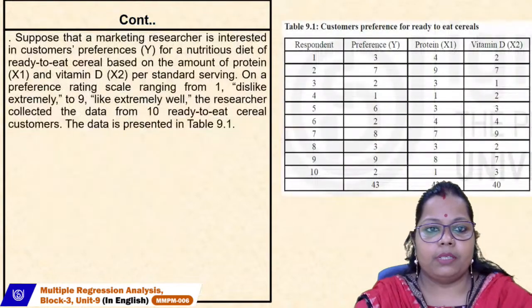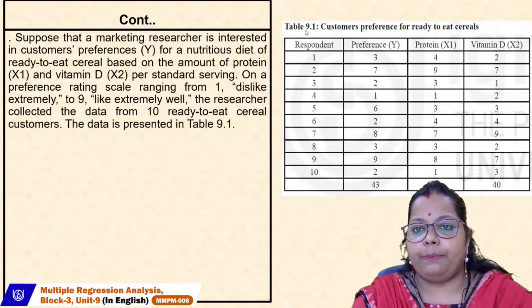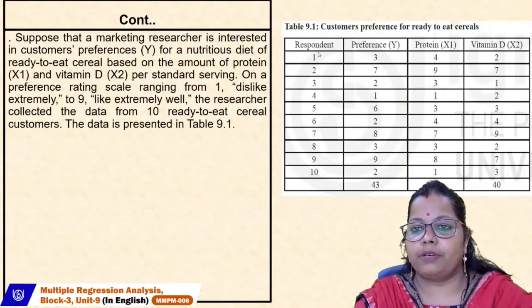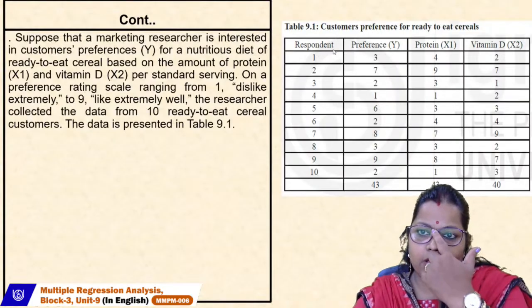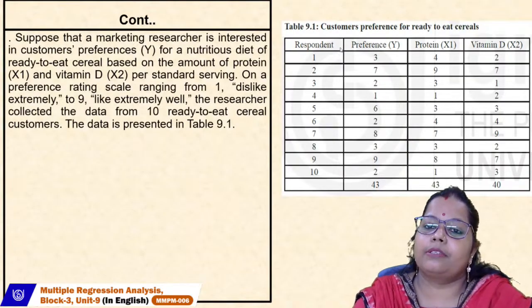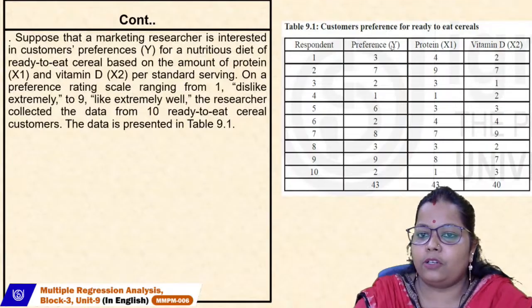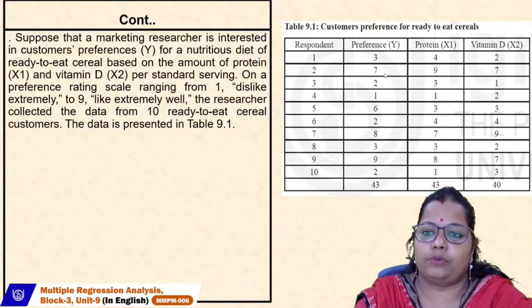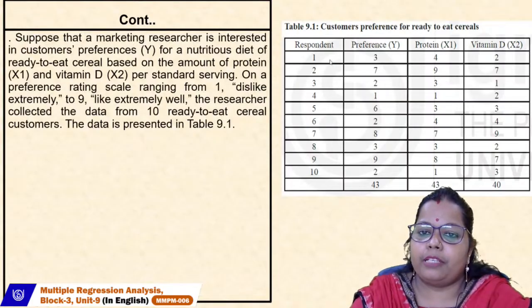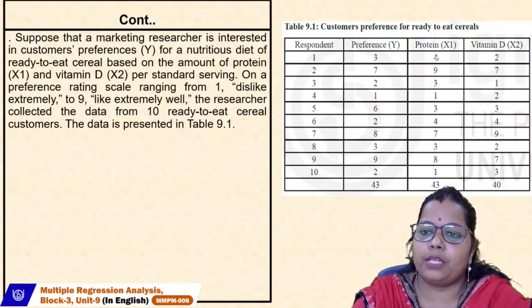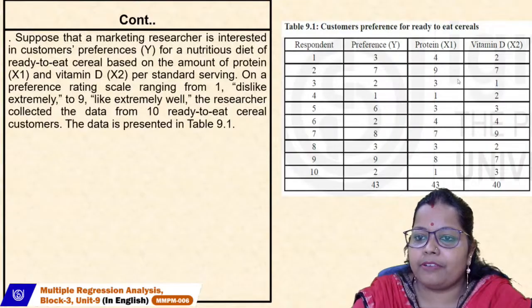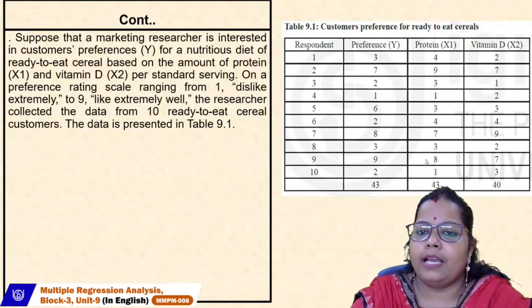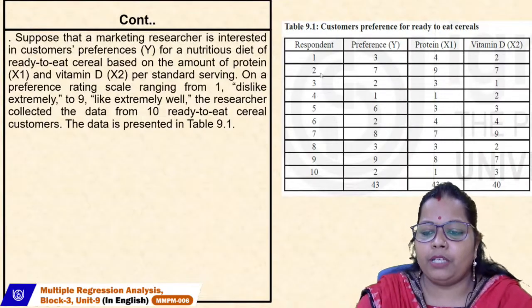Let us discuss one problem. In table 9.1, I had cited one problem. The first column is the respondent, and the second column contains the respondent's preference, denoted by capital Y. Then protein, that is X1, and vitamin D, that is X2. For the first respondent, what is the preference, what is the protein unit, and what is the vitamin D unit that is given? The corresponding values are written respectively.